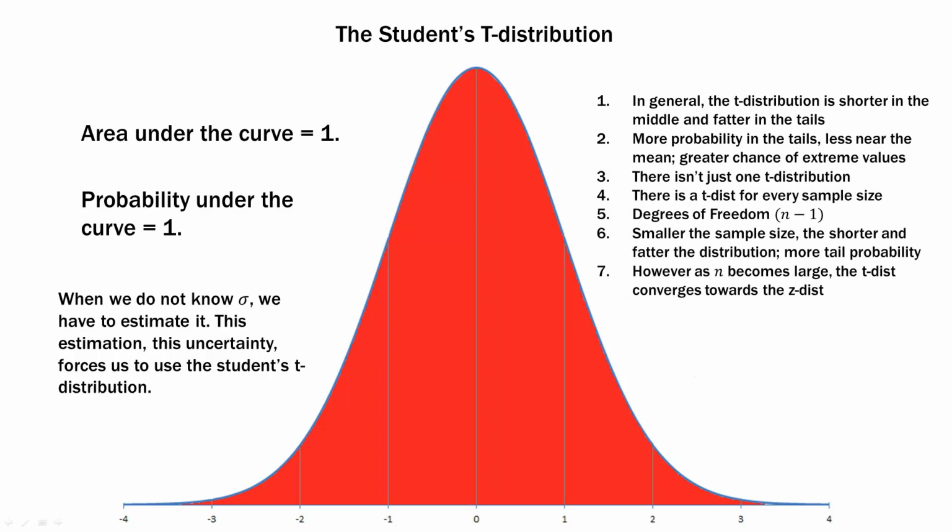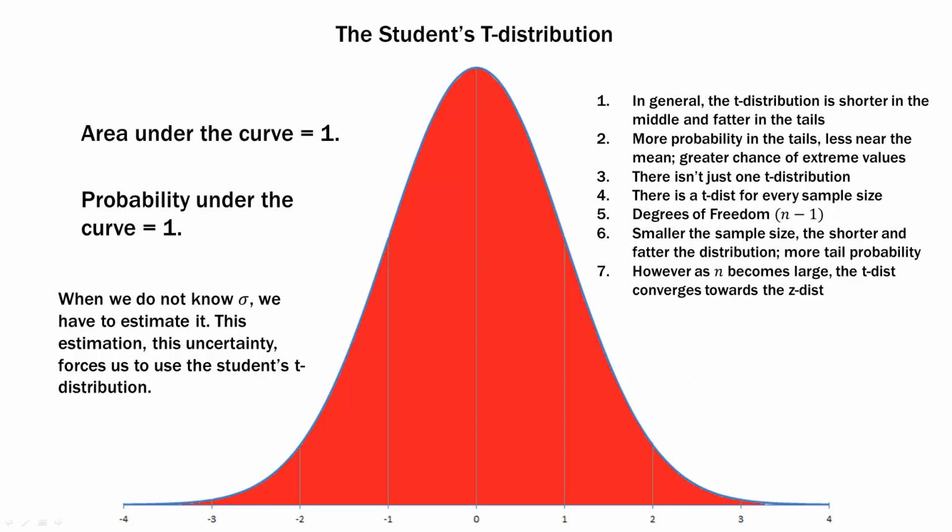Now, just a few reminders in case you're reviewing this, or if this is new to you. I want to point out some of the characteristics of the student's t-distribution versus the standard normal distribution. Number 1, in general, the t-distribution is shorter in the middle, so its height in the middle is less, and a bit fatter in the tails. There's more probability in the tails, and a little bit less near the mean in the middle. This is saying that because of that increased uncertainty, there's a greater chance of having extreme values further away from the mean.